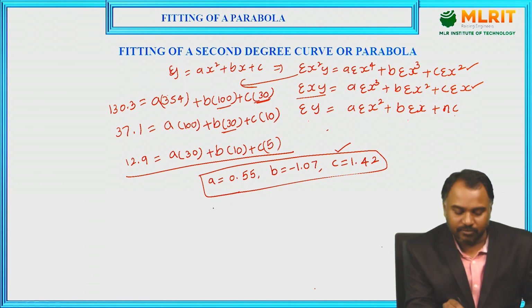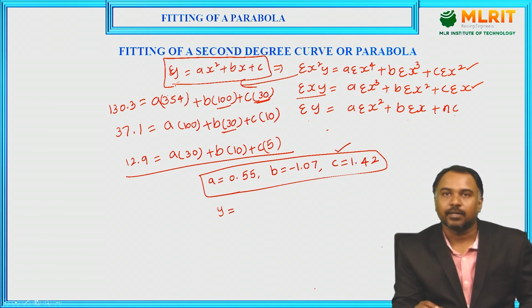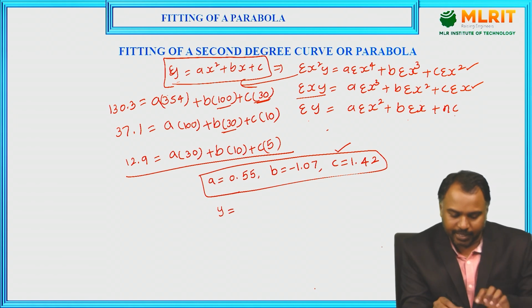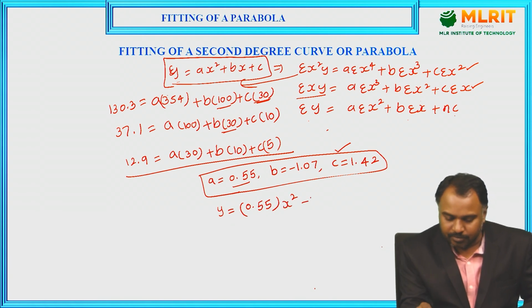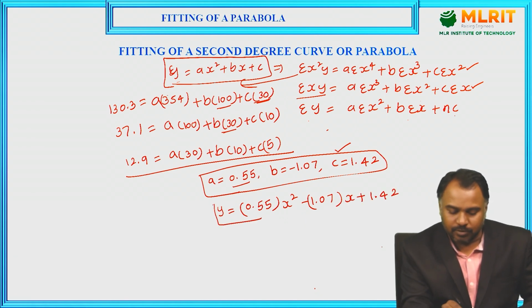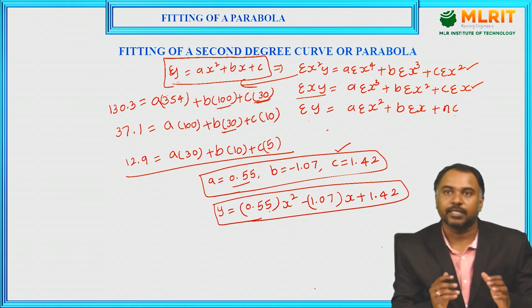These a, b, c values we substitute in the second degree curve. As we consider the second degree curve, y is equal to ax square plus bx plus c, where the value of a is 0.55 x square, b is minus 1.07 x, plus c is 1.42. So this is the curve which we are generalizing. We are finding the constants a, b, c. The process we can call fitting of a second degree curve or fitting of a parabola.